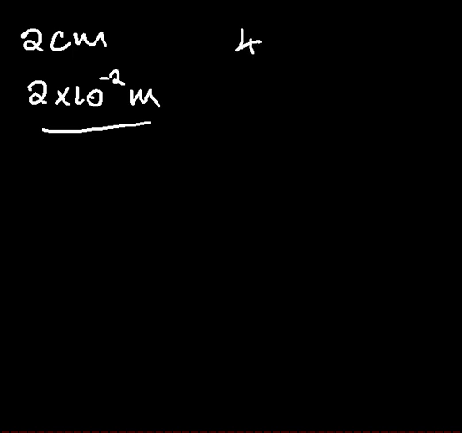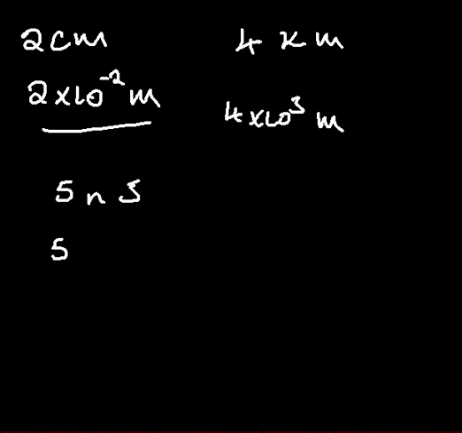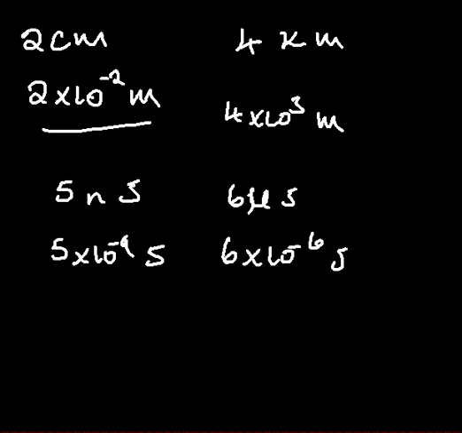Let's say we have 4 kilometers. For this case, 4 kilometers in meters, we just have to substitute with the value of the prefix kilo. That is now 4 times 10 to the power positive 3 meters. Let's say we have 5 nanoseconds, we can have it as 5 times 10 to the power negative 9 seconds. And let's say we have 6 microseconds, this is the same as having 6 times 10 to the power negative 6 seconds.